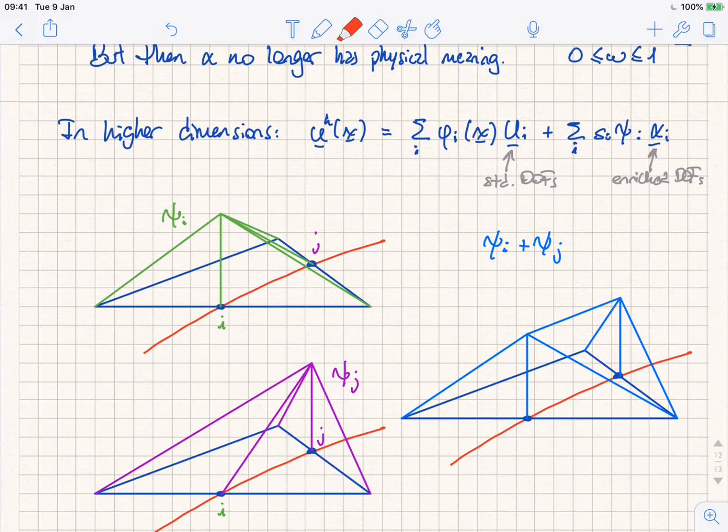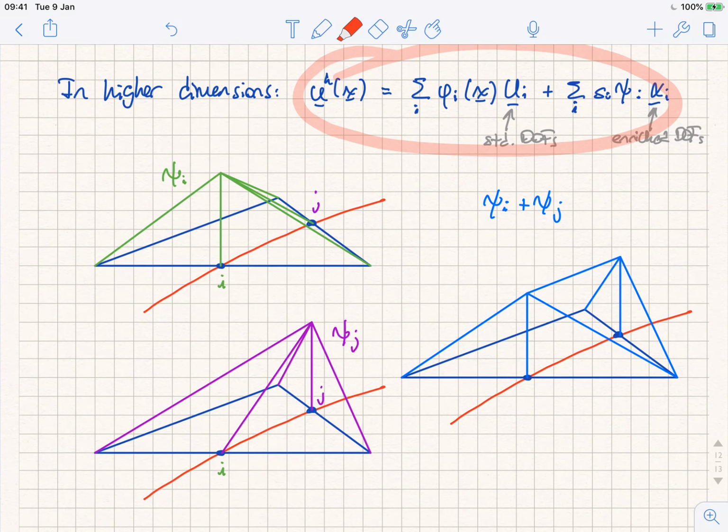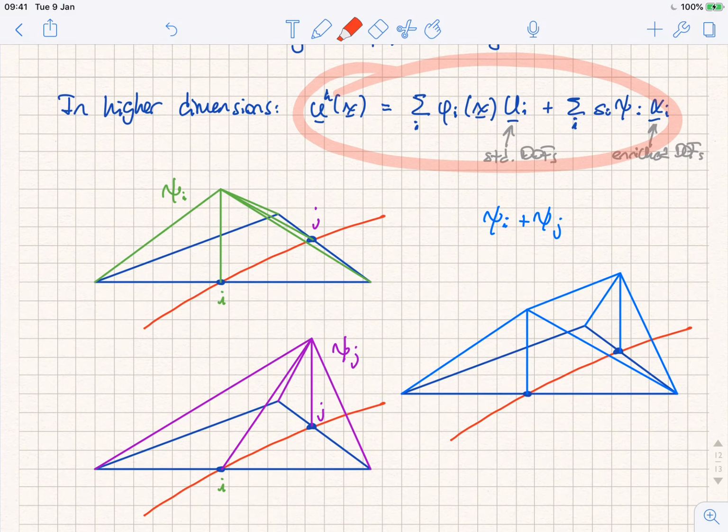Now in higher dimensions the formulation stays the same, so we do have the standard component, and then we have an enriched term, and we also looked at the way these enrichment functions are built in higher dimensions. So when you have a triangular element, for example in this case, and that element is cut by a discontinuity, what we do is basically subdivide that background triangular element into integration subdomains, and we use the Lagrange shape functions of those integration subdomains to construct these enrichment functions. Here I'm showing two enrichment functions, psi i and j. Okay.